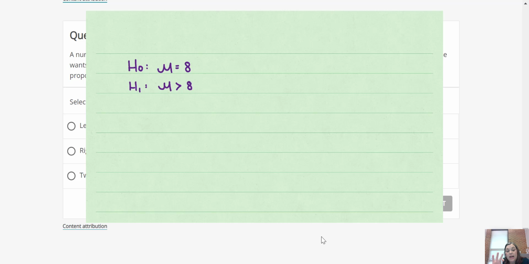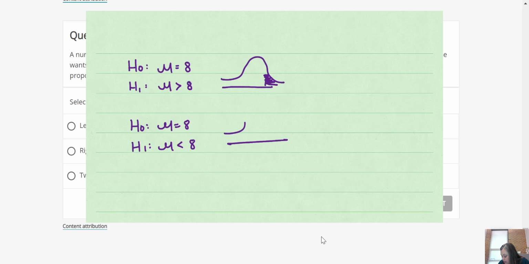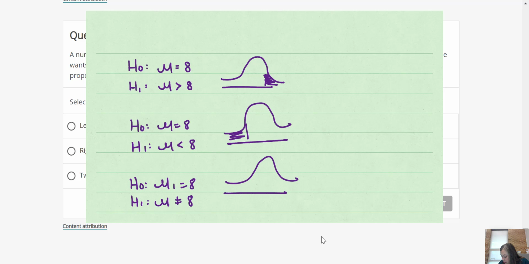So a lot of this homework assignment has to do with setting up those. But we want to know whether this is left-tailed or right-tailed or two-tailed. So here's the way it goes. If it's right-tailed, it's going to be greater than. So like this one. If we had said this instead, less than 8, that would have been your left-tailed. And then if we had done the not equal to 8, that is when it is two-tailed.